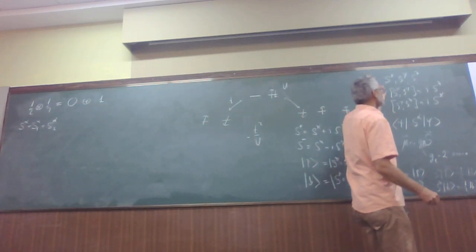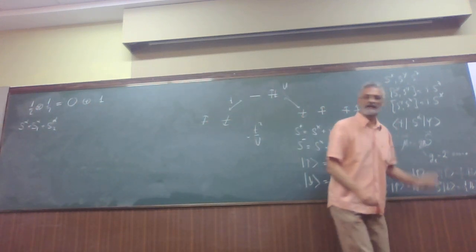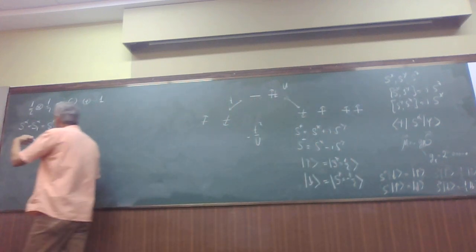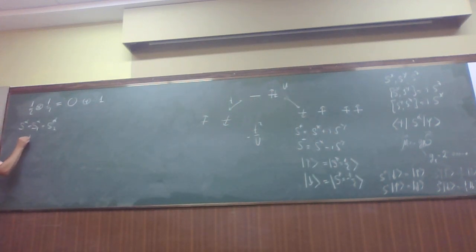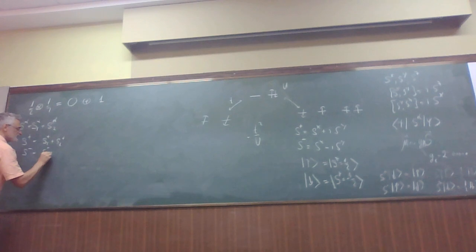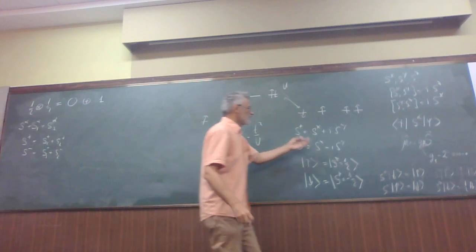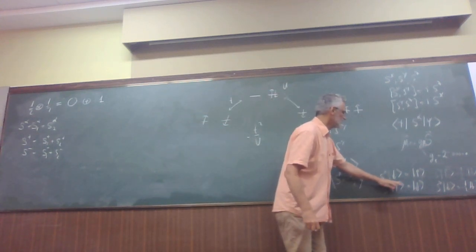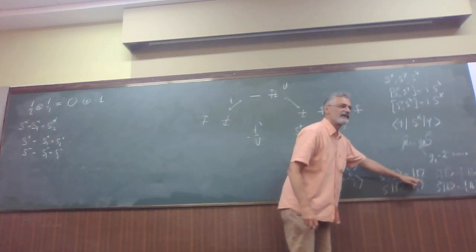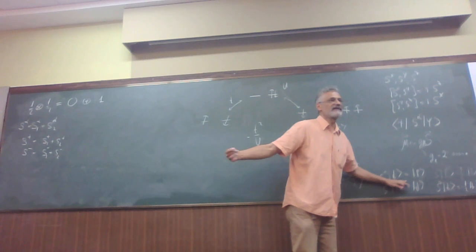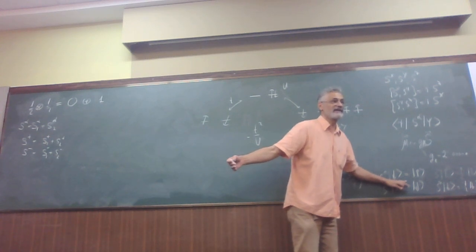So the sum will also satisfy this commutation relation. So we can also introduce S plus and S minus, that is equal to S1 plus plus S2 plus, S1 minus plus S2 minus, for the total spin. S plus, when acting on down spin, it raises the spin. If the total spin is equal to 0, there is nothing to raise.